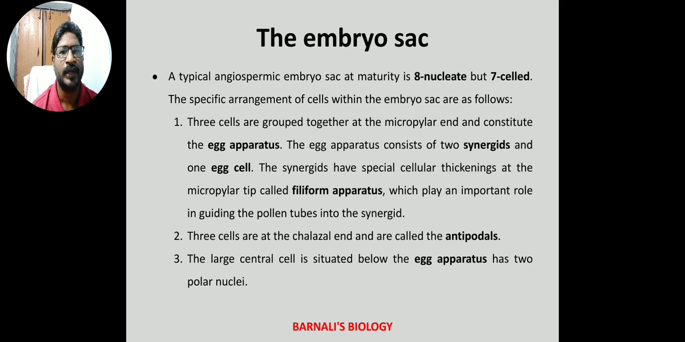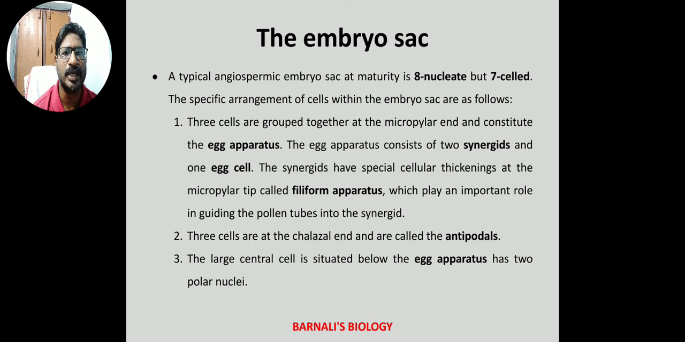A typical angiospermic embryo sac at maturity is 8 nucleate but 7 celled. It means only 7 cells are present, but the total number of nuclei present is 8. The specific arrangement of cells within the embryo sac is as follows. 3 cells are grouped together at the micropylar end and constitute the egg apparatus. The egg apparatus consists of 2 synergids and 1 egg cell. The synergids have special cellular thickenings at the micropylar tip called filiform apparatus, and this filiform apparatus plays an important role in guiding the pollen tubes into the synergid.